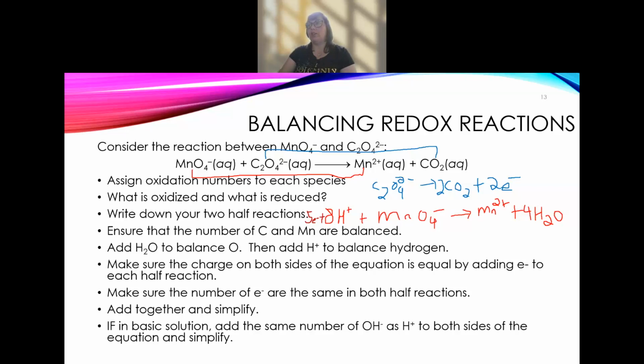Now, notice I have 5 electrons in this half reaction for the manganese, and I have 2 in my C2O4. What I need to do is make those numbers the same. So lowest common denominator between 2 and 5, 10. So I multiply this reaction by 5. And then I multiply my other half reaction by 2.